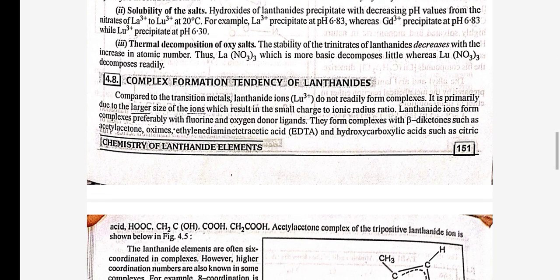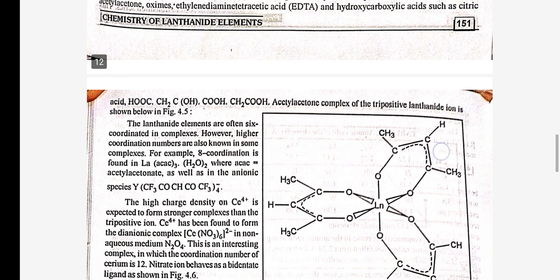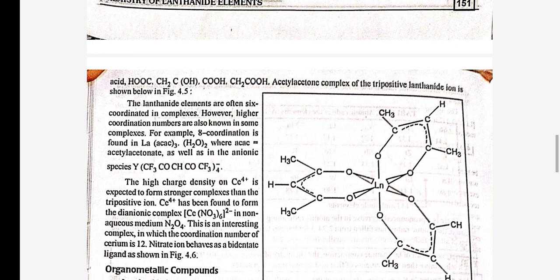Complex formation tendency of the lanthanides. Compared to the transition metals, lanthanide ions do not readily form complexes. It is primarily due to the larger size of the ions, which results in a smaller charge-to-ionic-radius ratio. Lanthanide ions form complexes preferably with fluorine and oxygen donor ligands. They form complexes with ketones such as acetylacetone, oximes, ethylenediaminetetraacetate (EDTA), and hydroxycarboxylic acids such as citric acid. Acetylacetone complex of the tripositive lanthanide ion.